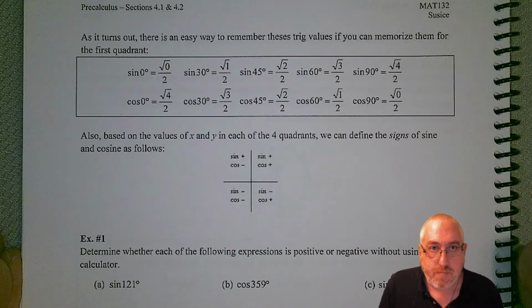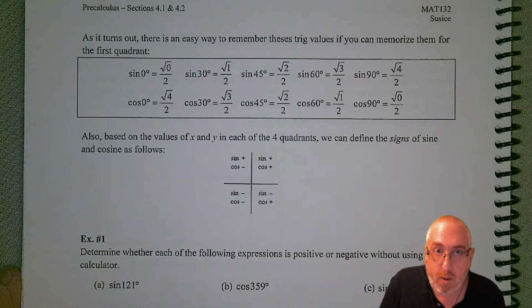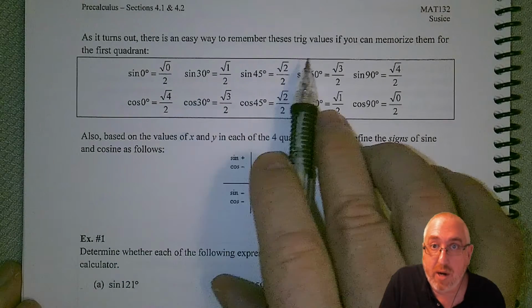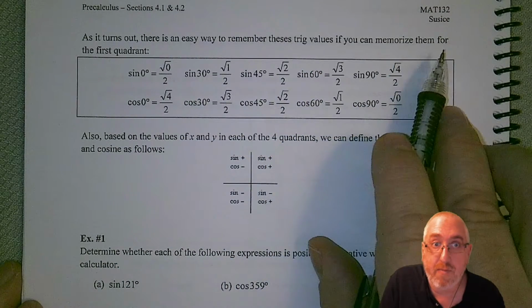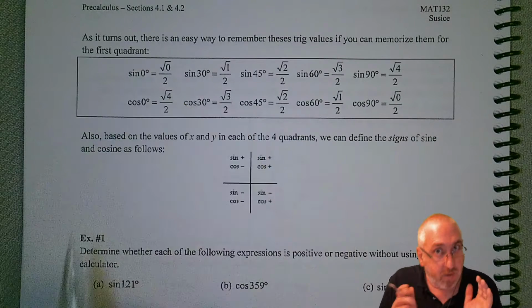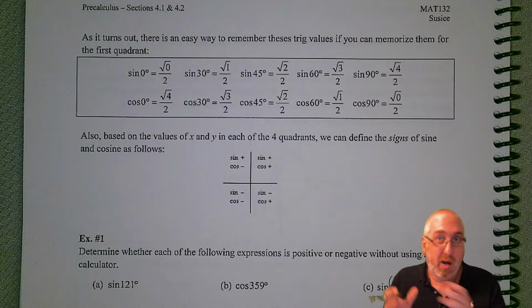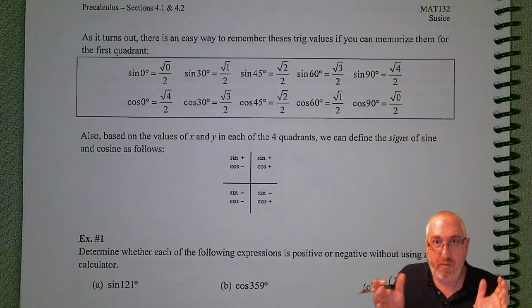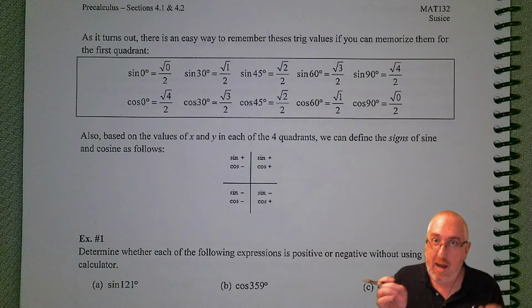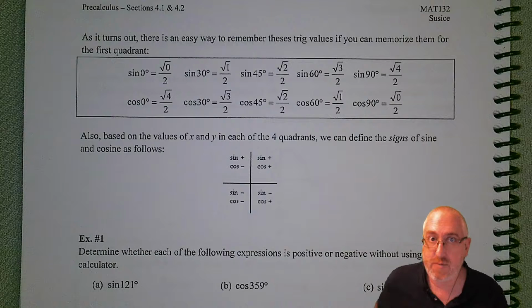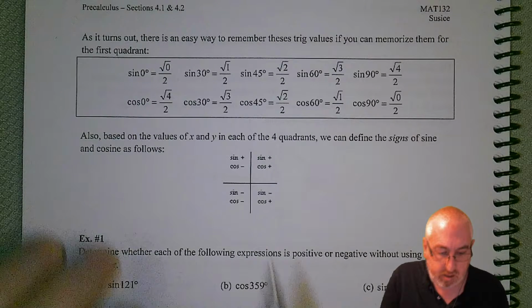Well, as it turns out, there is an easy way to remember these trig values if you can memorize them for the first quadrant. The first quadrant is really the most important because the other quadrants are going to be mirror images of those values, but the signs will change, the positives and negatives. But let's first take a look at the pattern.